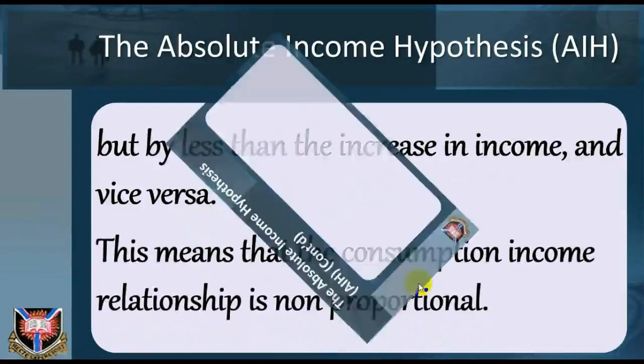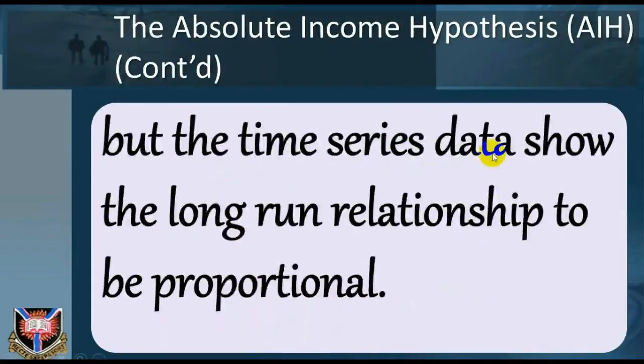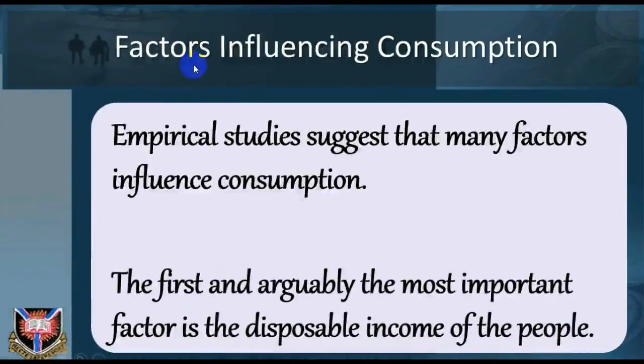James Tobin, an author, and Smithies tested these hypotheses in separate studies and came to the conclusion that the short-run relationship between consumption and income is non-proportional. But the time series data show the long-run relationship to be proportional. The latter consumption-income behavior results through an upward shift or drift in the short-run non-proportional consumption function due to factors other than income.